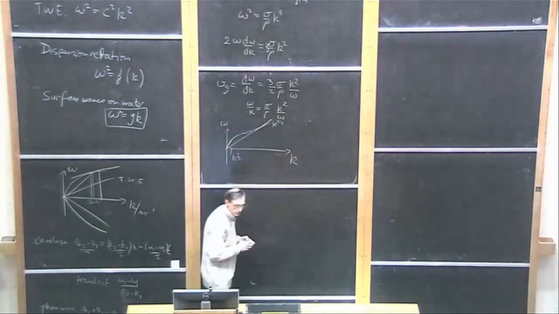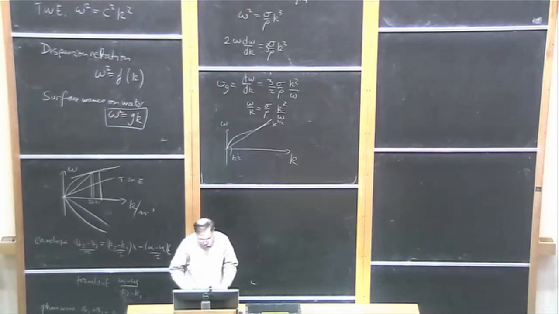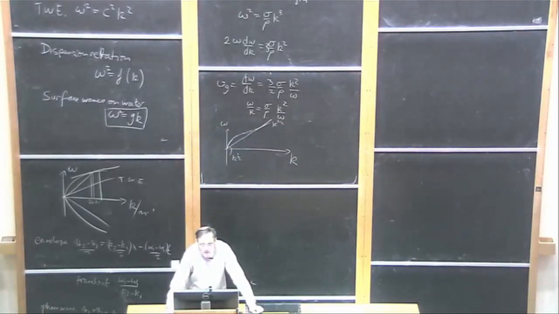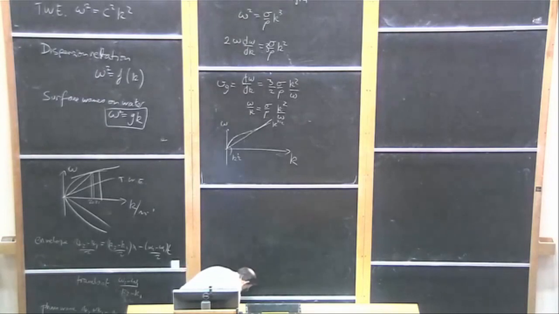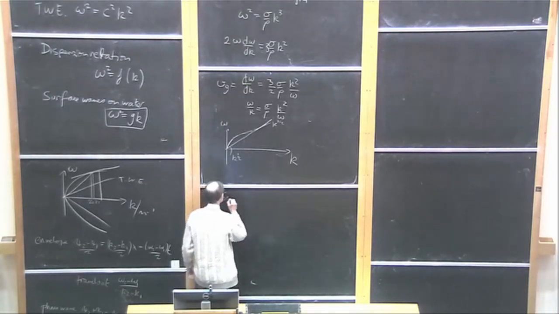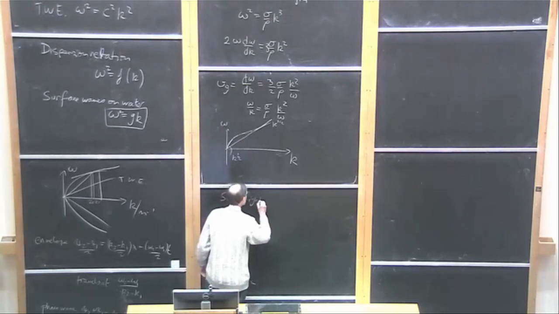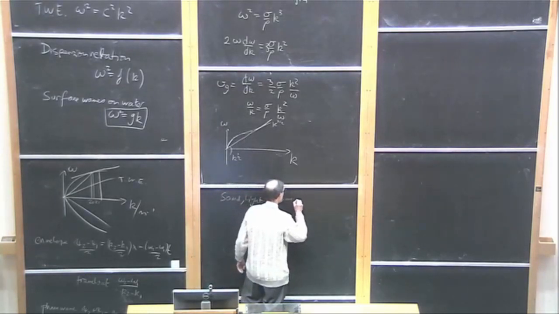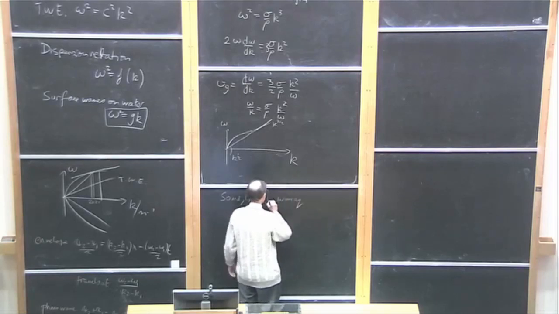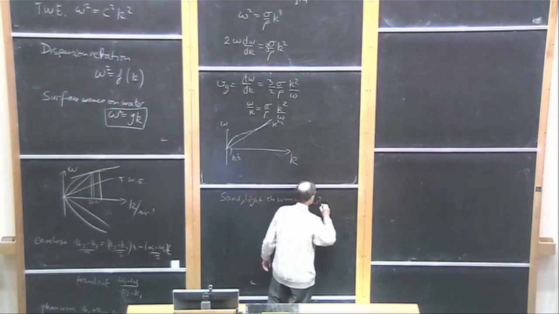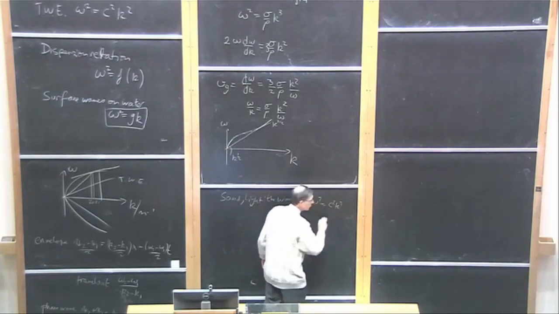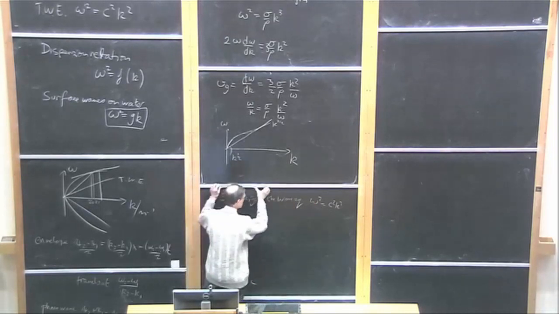Now, there are lots of different types of wave with lots of different phase and group velocities, and I was just going to mention a few of those. So for sound waves and light waves, they satisfy the wave equation. So that's omega squared equals c squared k squared. So there's a constant speed, which is the speed of sound, the speed of light, independent of frequency.